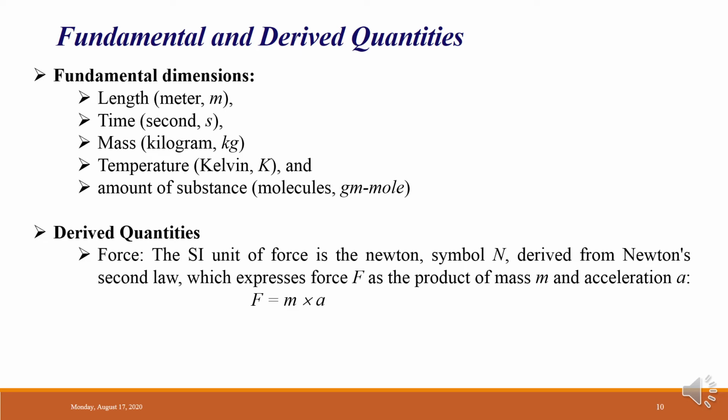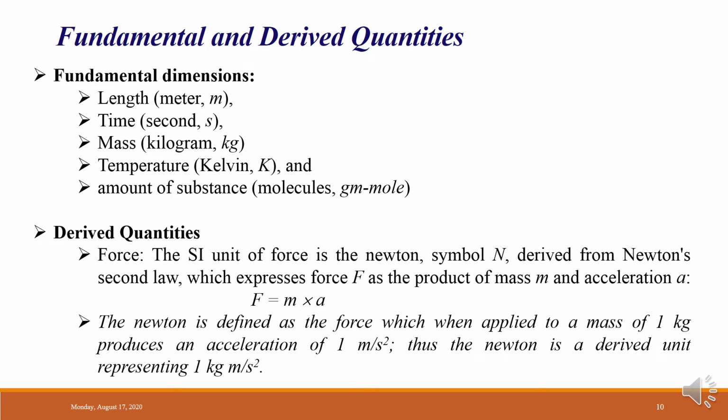expresses force as the product of mass and acceleration. So it is written already, you must have studied this earlier. So F is equal to m into a. It's a simple equation, and Newton is defined as the force which, when applied to a mass of 1 kg, produces acceleration of 1 meter per second square. So thus Newton is a derived unit representing 1 kg meter per second square. So this is equivalent to Newton, right?